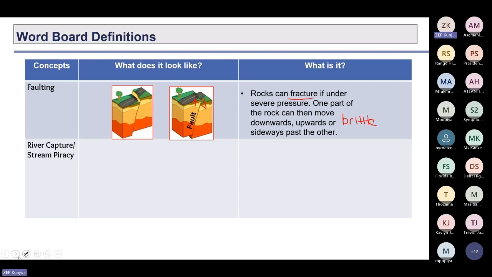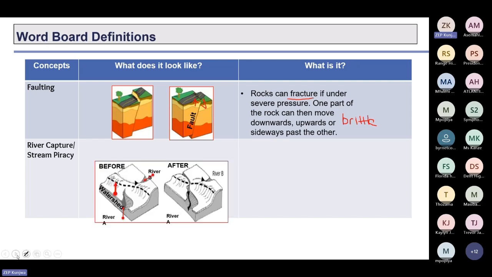Let's try to move on to another concept now, which is the river capture or the stream piracy. Please note, learners, that some of you are confusing this. You think these are two different concepts. This is actually one concept. River capture is the same as stream piracy.